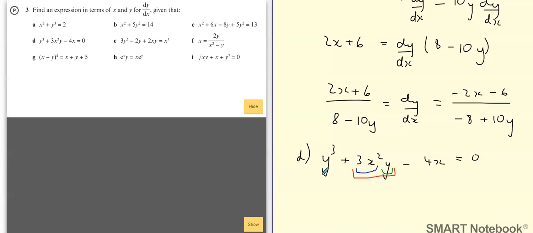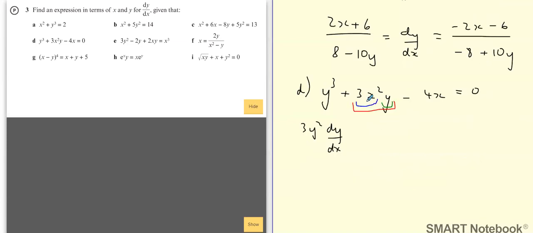So y cubed is fine. That's 3y squared dy by dx. Now for the middle term, I'm going to say u equals 3x squared and v equals y. So u dash is going to be equal to 6x. What is v dash going to become here? Not 1. 1 dy by dx. Okay, yeah, or dy by dx.